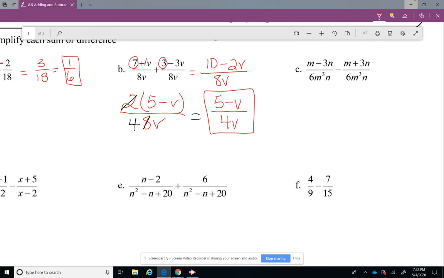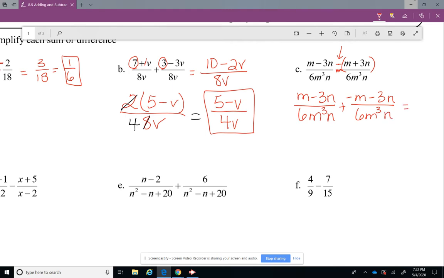I see that the common denominator is 6m cubed n and 6m cubed n. So they have common denominators. Now, you see that minus sign in between? You must take that minus sign and distribute it. Okay, so I'm going to just pull up the minus sign and we're going to distribute it first. So I'm going to rewrite m minus 3n, and I'm going to put it all over 6m cubed n plus, and I'm going to distribute the negative, negative m minus 3n all over 6m cubed n.